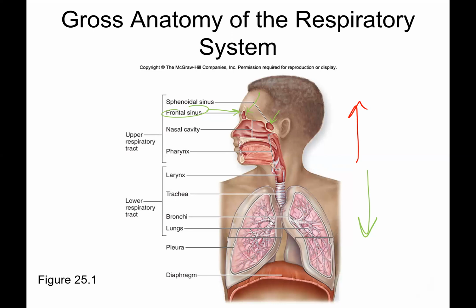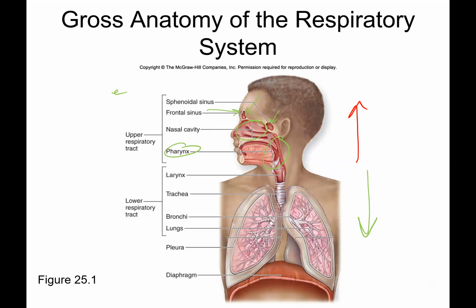Okay, we have the nasal cavity. Okay, so this area has concha. Okay, so we find concha in there. And then you have the pharynx. Okay, so the pharynx is essentially the back of the throat area.